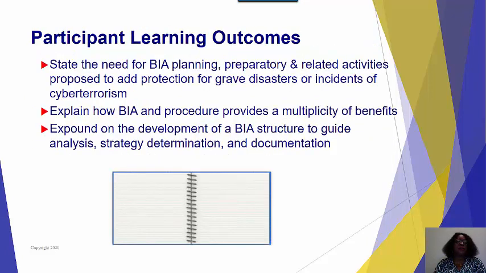Noted are the objectives. The participant learning outcomes are to be able to state the need for business impact planning, preparatory, and related activities proposed to add protection for grave disasters or incidents of cyber terrorism, to explain how business impact analysis and procedure provides a multiplicity of benefits, and to expound on the development of a BIA structure to guide analysis, strategy, determination, and documentation. Key outcomes for this presentation.